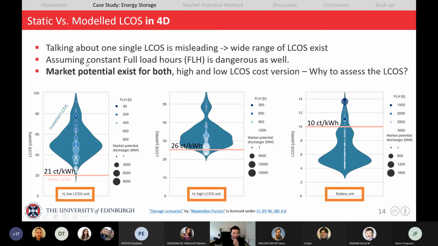Then assuming one constant full load hour is also quite dangerous. We also have a pretty wide range for all technologies. And what was striking in that case: okay, what is now the better technology? Is it the low cost version? But somehow we have a market potential for both low cost and high cost technology, right? So that indicates that actually both technologies are valuable.